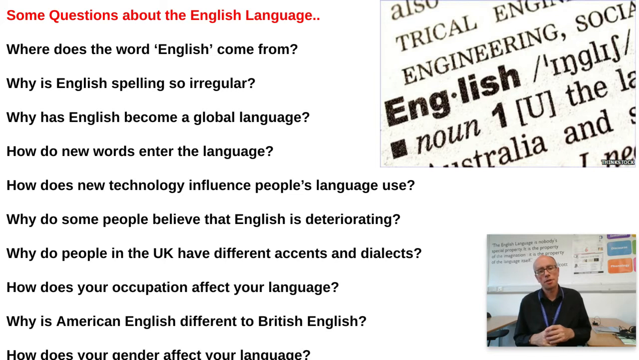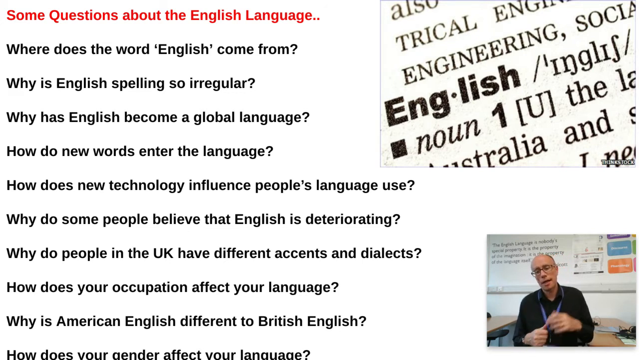We look at the whole thing about whether English is actually deteriorating, because lots of people have a prescriptive viewpoint that English is somehow going down the nick, it's going down the drain. So we get to have a think about why people think that, and we come to our own judgments.